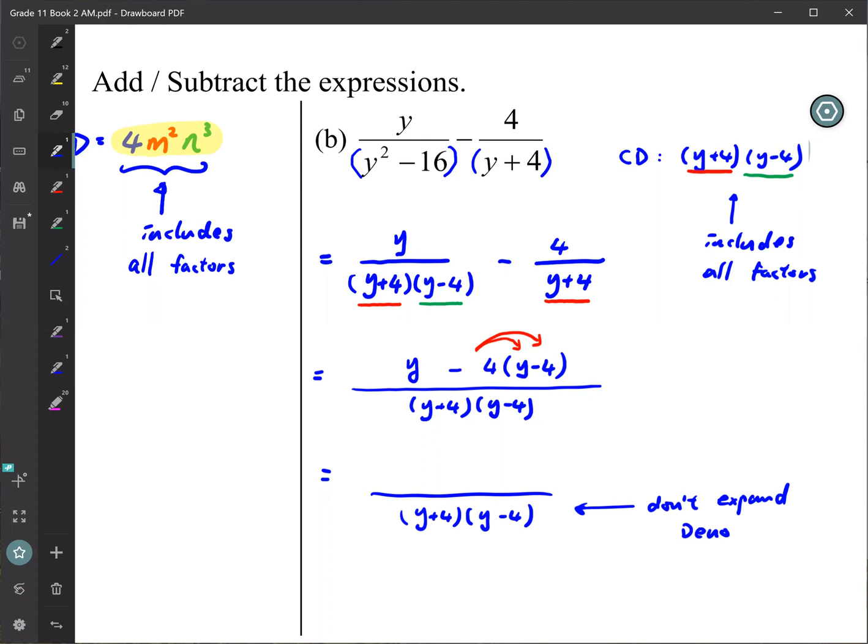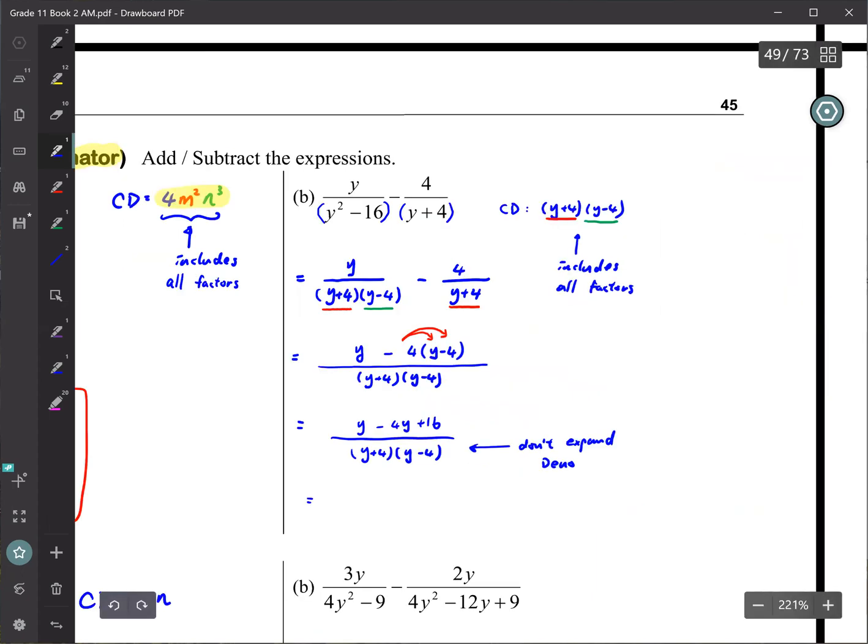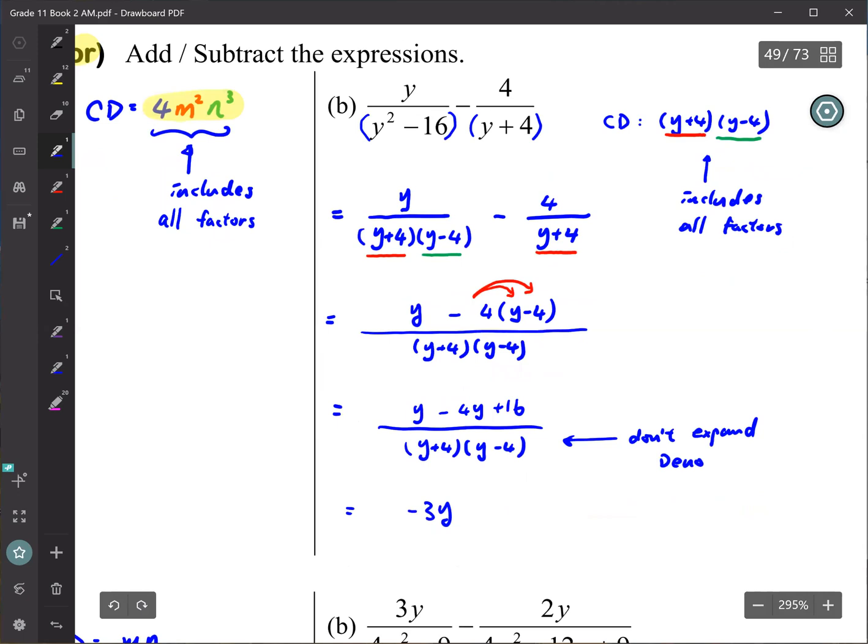The top I can expand, because we want to collect the like terms. It'll be y minus 4y plus 16. There are like terms, so you get negative 3y: y minus 4y is negative 3y, plus 16, over those two.